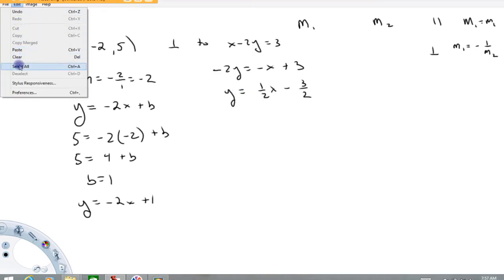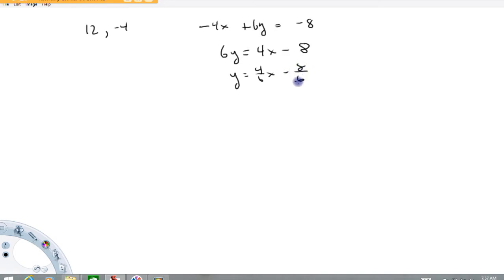All right, next example. Number 2. So we were looking for a line that goes through the point 12, negative 4, perpendicular to minus 4x plus 6y equals negative 8. All right, we're going to start by solving this for y to get the slope. Let's add that 4x to both sides. Divide both sides by 6. All right, so the slope of this line is 4 over 6, which is equal to, what, 2/3?